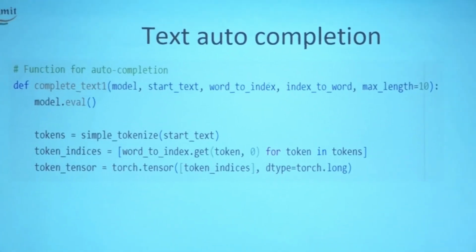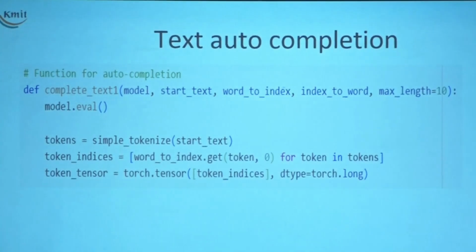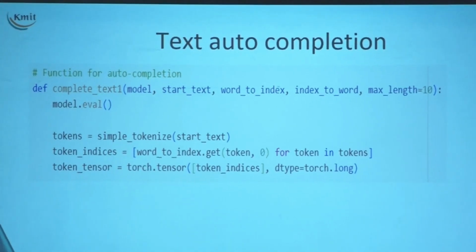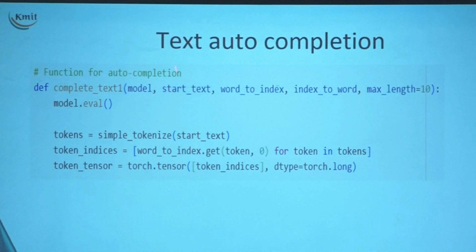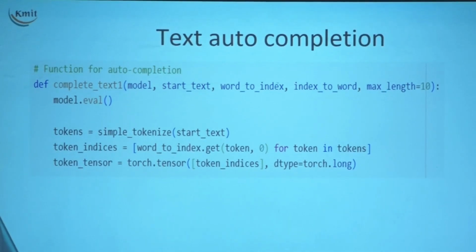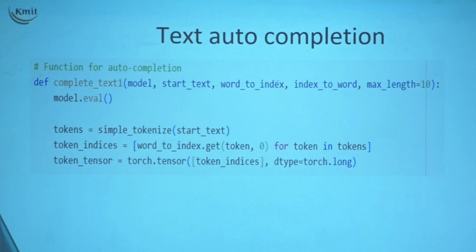So now I am going to write a function for auto completion called complete text 1. This function takes as parameters the model that I designed, and the start text, which means the 5 input words that the user will give to the machine. And word to index, index to word, the vocabulary that we created in the starting. Why? Because it has to look up that particular word after prediction and produce the result onto your screen. And then max length.